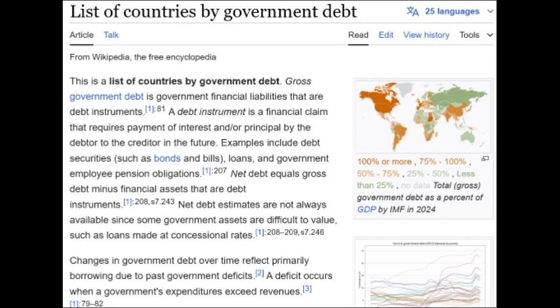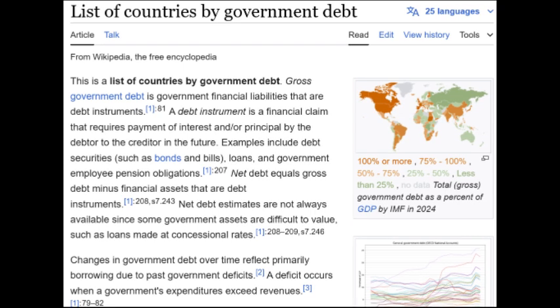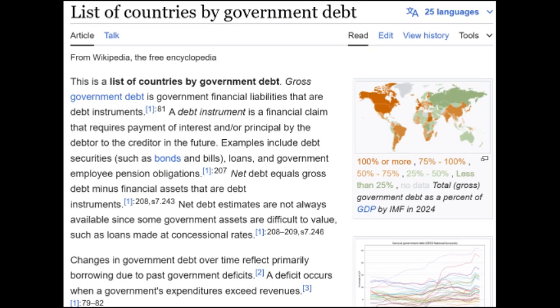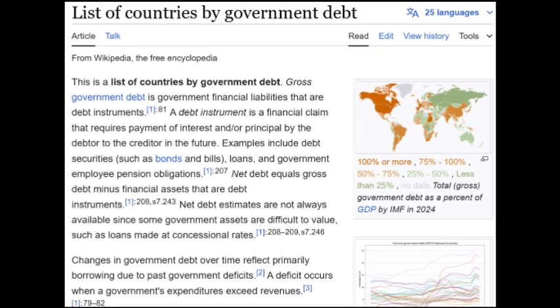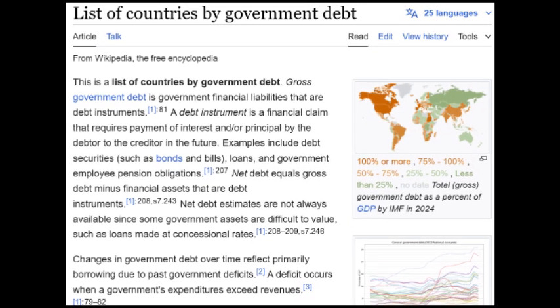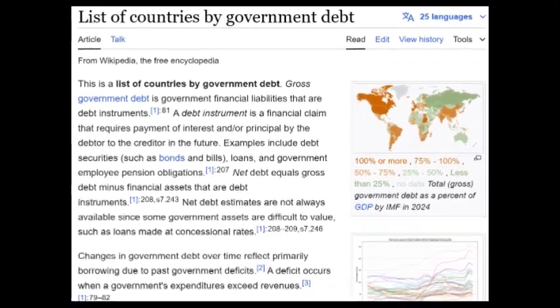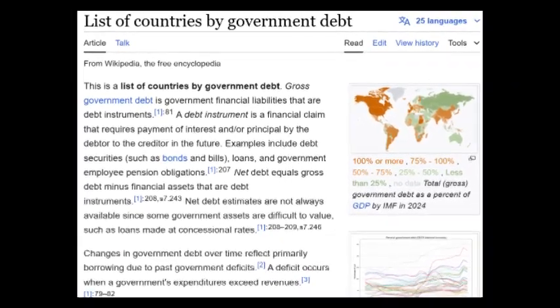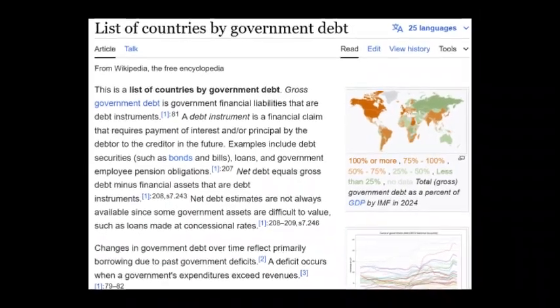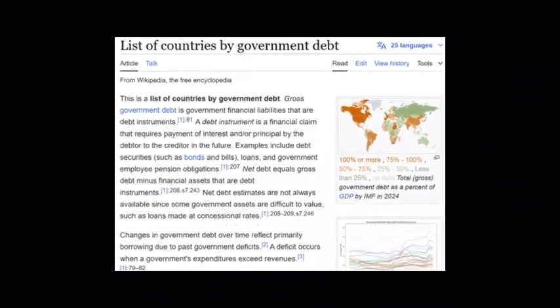Changes in government debt over time reflect primary borrowing due to past government deficits. A deficit occurs when a government's expenditures exceed revenues. Now, of course, whoever is supplying that debt then has evidence of a claim to the estate. So these concepts are very important for the content in this video.